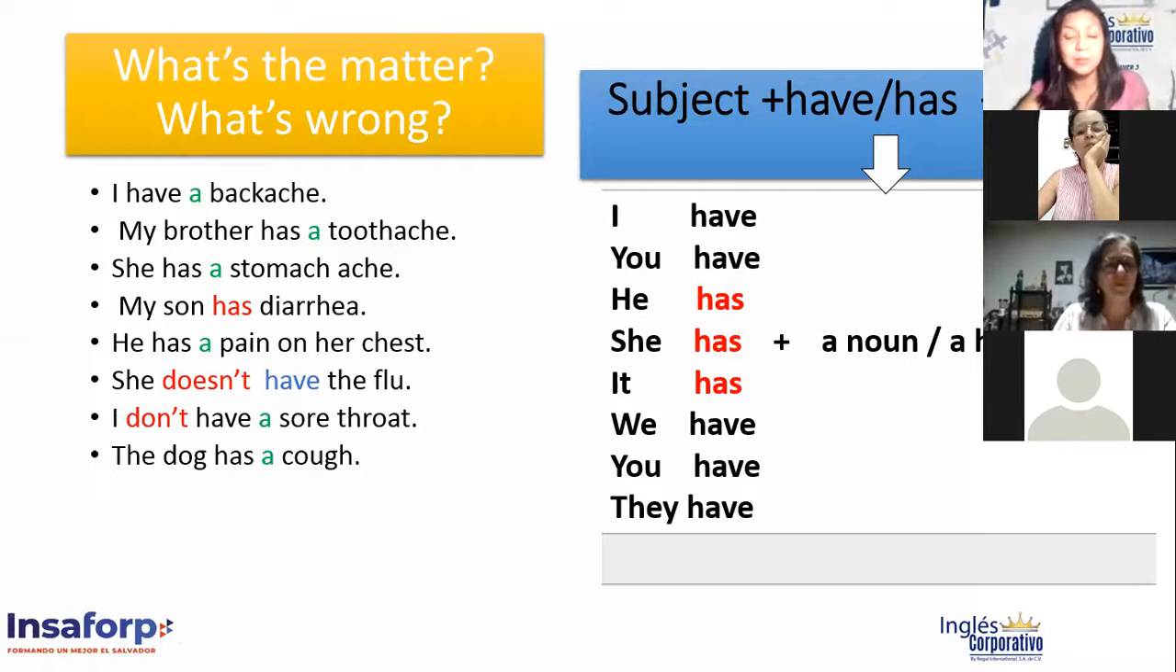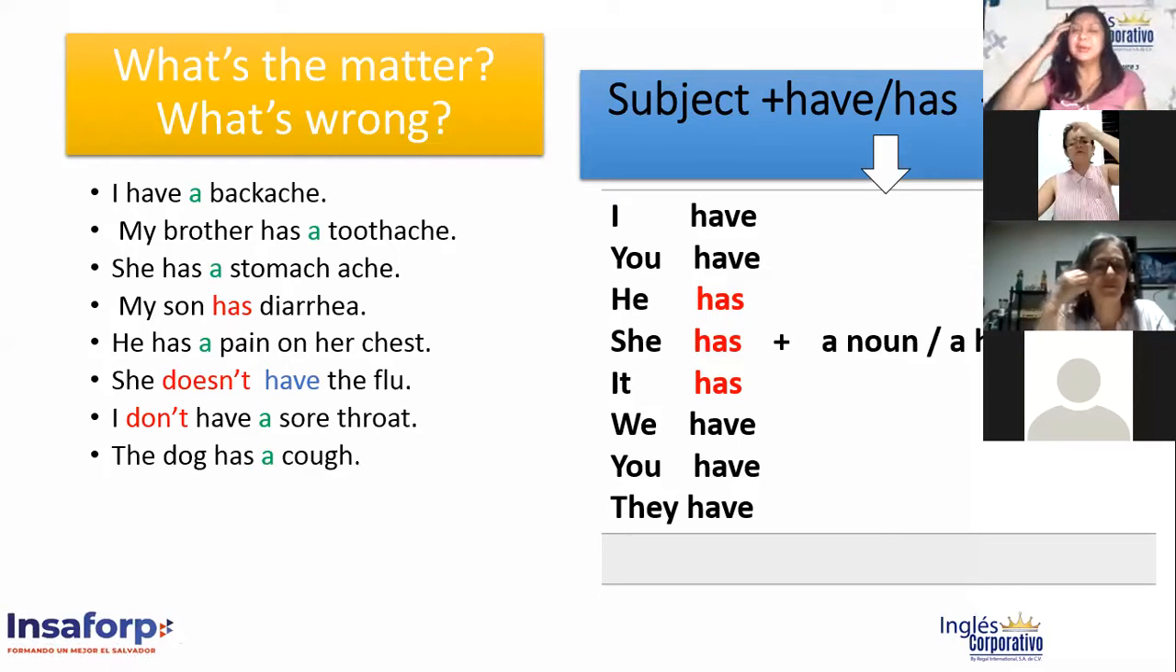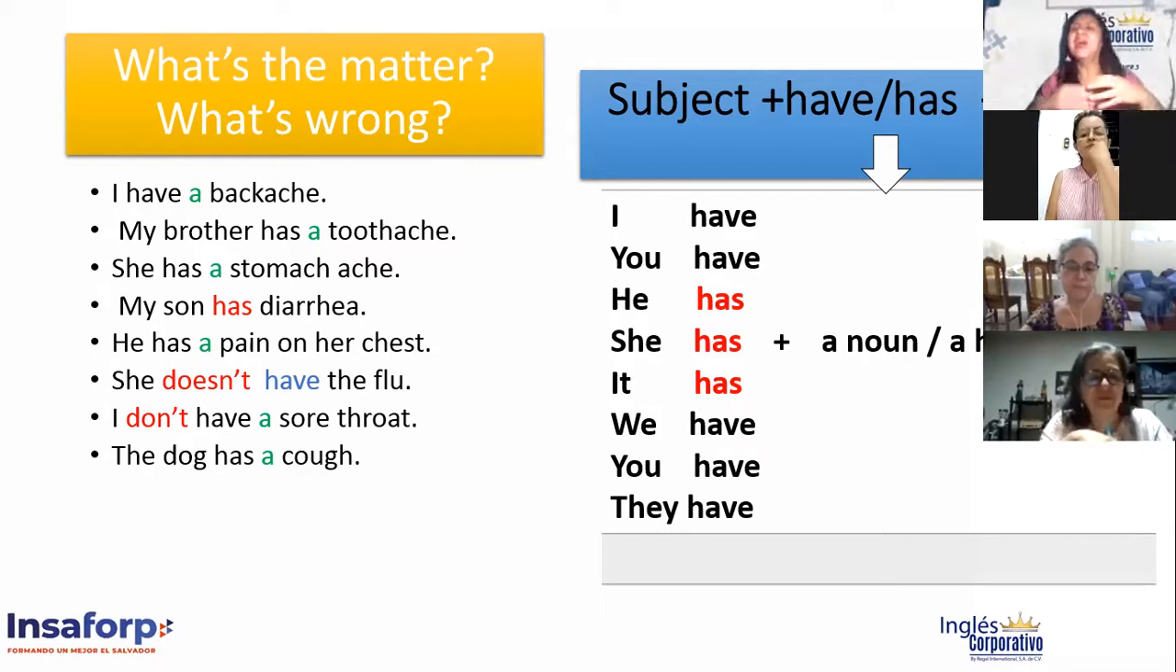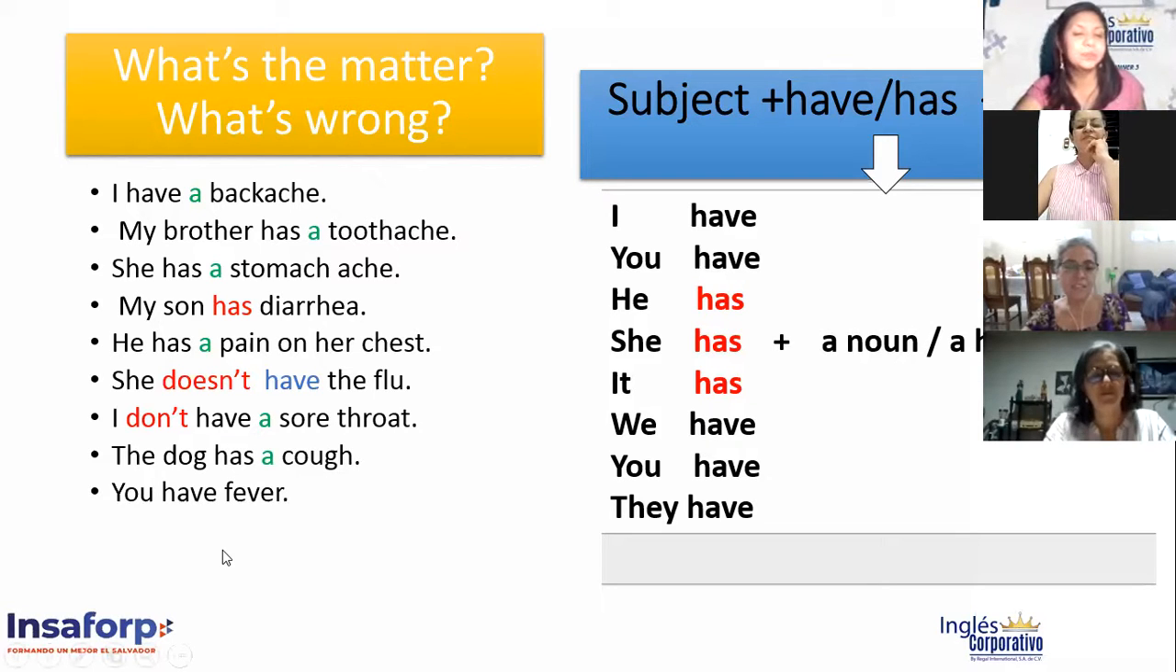The dog, my dog, has a cough. Do you know what some people do when their dogs have a cough? Do you know what their secret is? They put a collar or a necklace of lemons on the dog. Yeah, I've seen that. Okay, and what else?